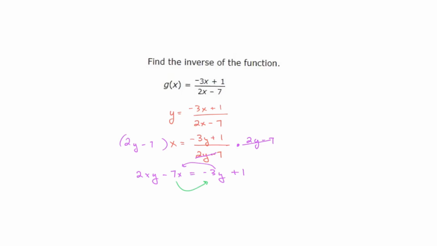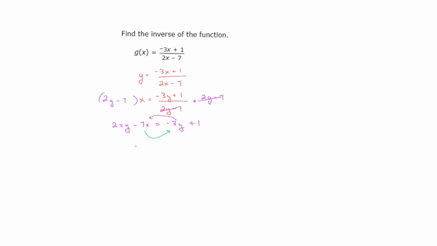So let's look at this as 2xy minus 3y is equal to, now actually this is a plus 3y. If we moved it this way, we're adding 3y to both sides. And then if we're going to move the 7x, we're going to add the 7x to both sides. So plus 7x plus 1. And then the move here, if we're trying to get y by itself, is to factor out y. So let's take that y out, and you end up with 2x plus 3 is equal to 7x plus 1.